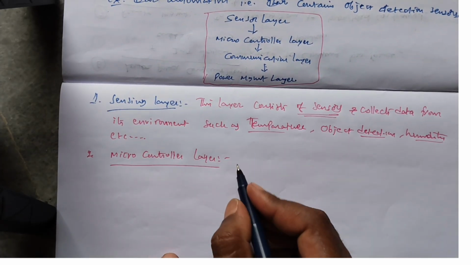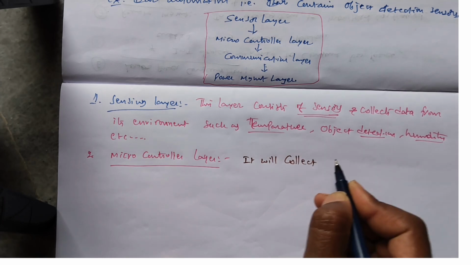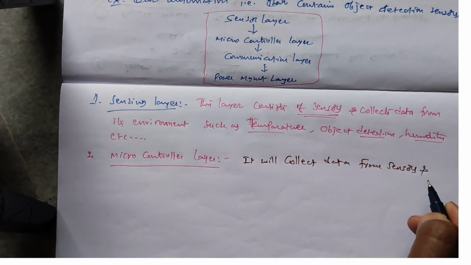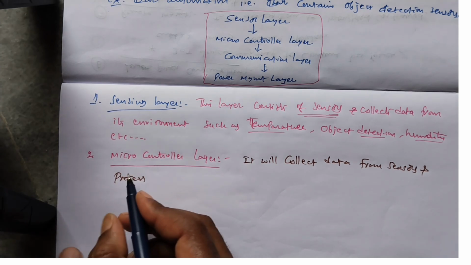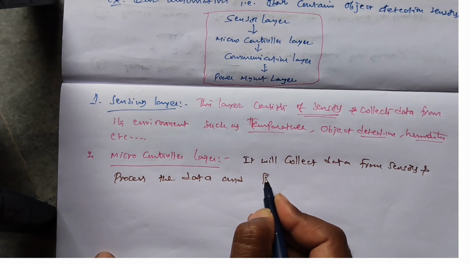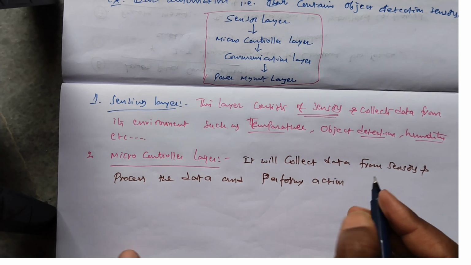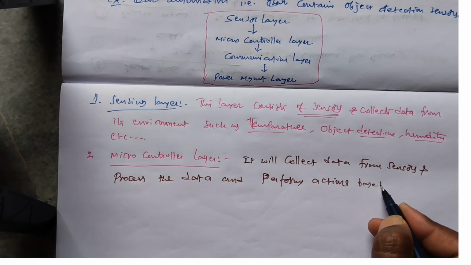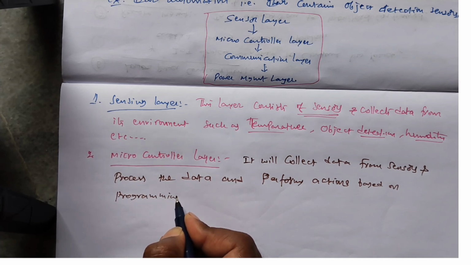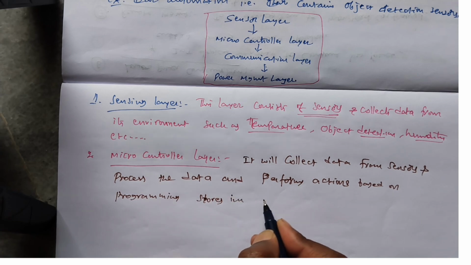In the second layer, it will collect the data from sensors, process the data and perform actions based on programming stored in the MCU, microcontroller layer.